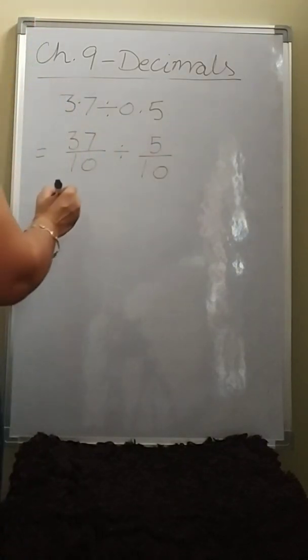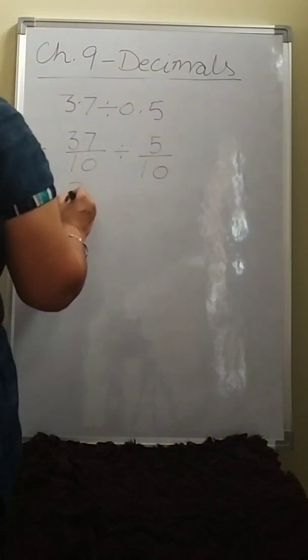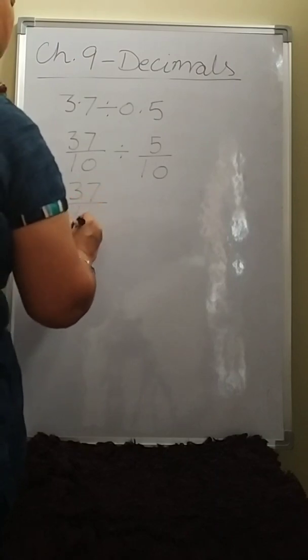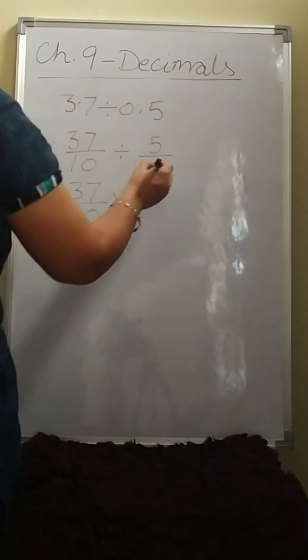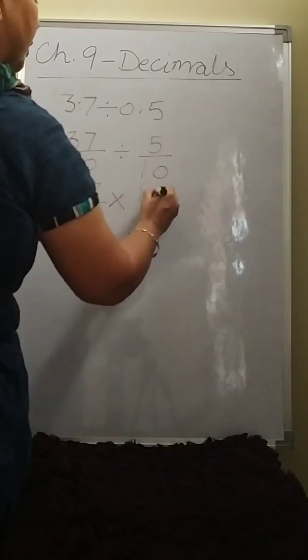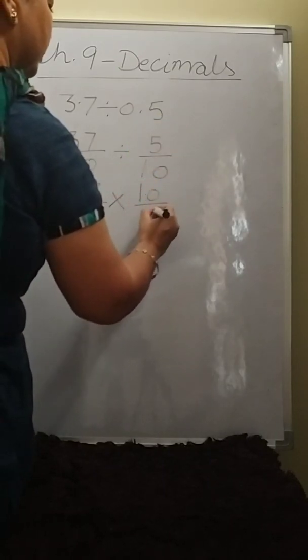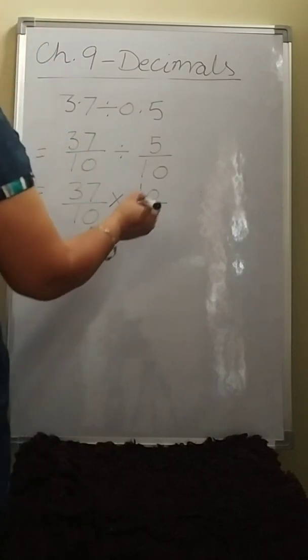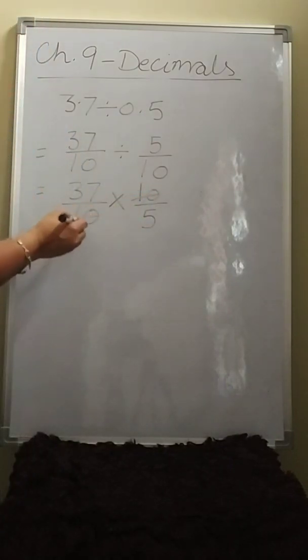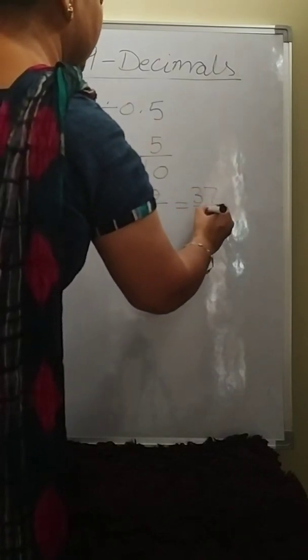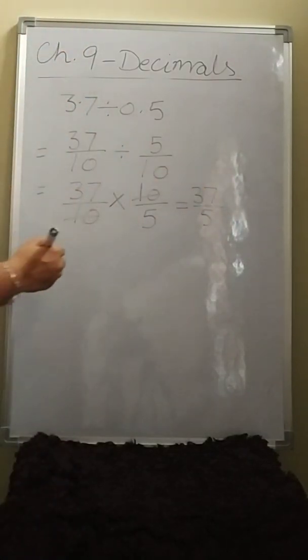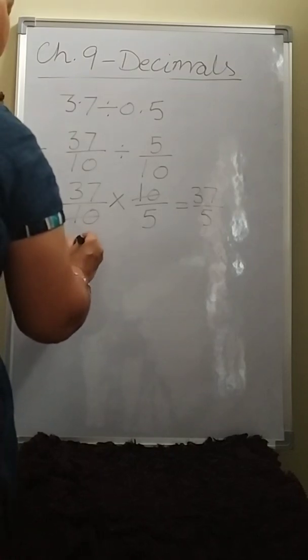When you do the division of numbers, you write the first number and, putting the sign of multiply, you reverse the second number and write it as 10 over 5. So 10 is cut with this 10, and you get 37 over 5. Now you will divide the number 37 by 5.